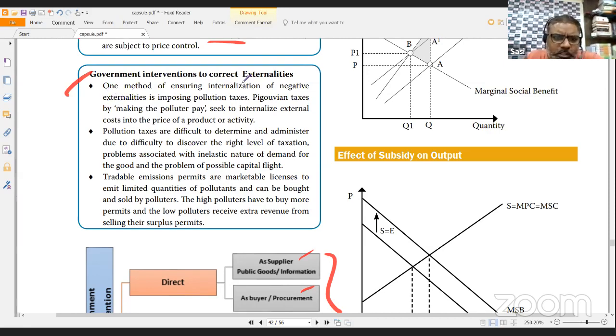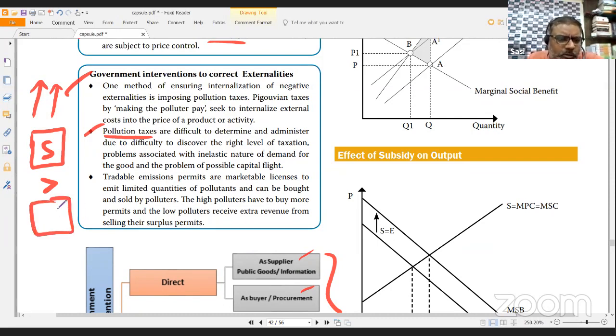And how government intervention to correct externalities can happen is, one is pollution taxes. That means when pollution taxes are levied by the government, there will be more cost added to the private cost. So the one who is more polluting will have to pay more pollution tax. What was the original problem with these negative externalities we thought of earlier? Social cost was more than the private cost. So to bridge this gap, the government tries to include the social cost in the private cost by adding pollution tax for the people who are polluting more.